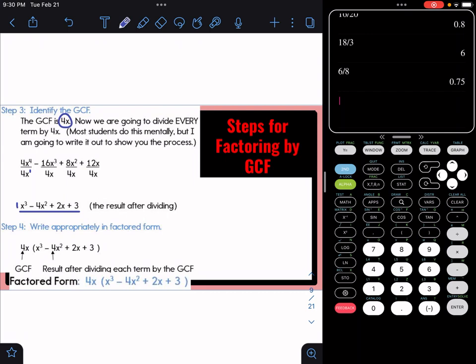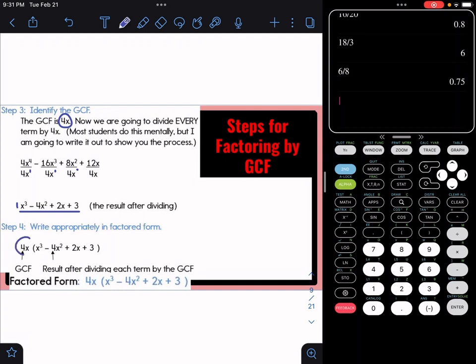Negative 16 divided by 4 is 4. Then x to the third divided by x to the first, 3 minus 1 is 2. Then 8 divided by 4 is 2. Then we have x squared divided by x to the first, subtract the exponents, 3 minus 1 is 1. And then 12 divided by 4 is 3, and the x's go away.